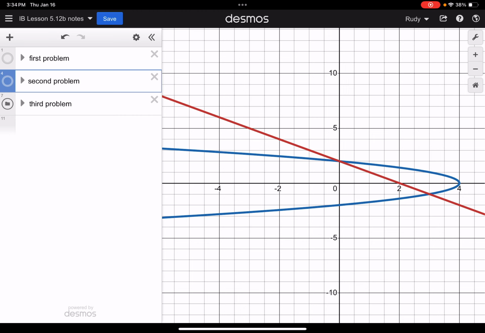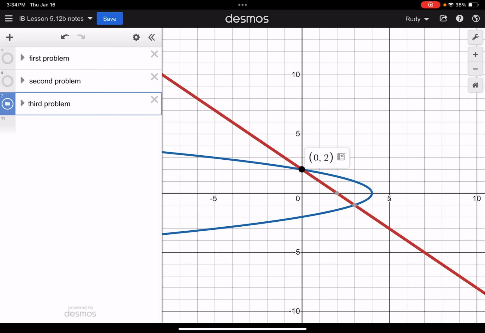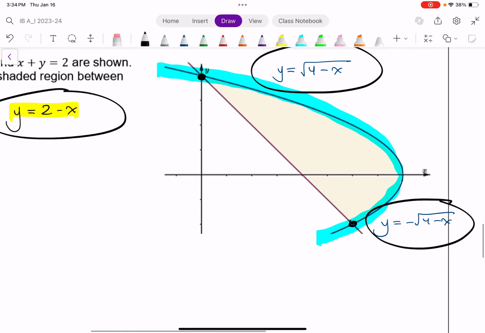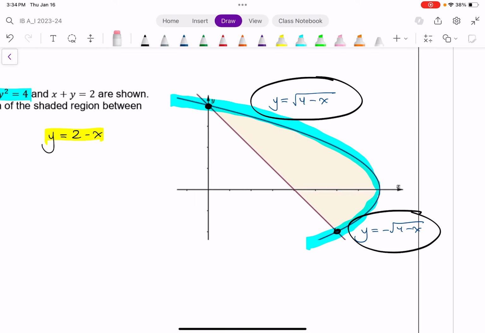And we should see something like this. I'll adjust my scales a bit. And I need to know where they intersect. So they intersect at (0, 2) and (3, -1). So I'll label that on here. That's the most important part.